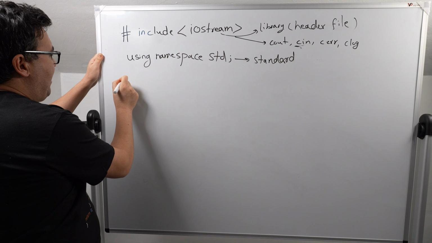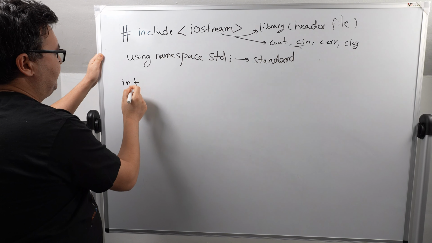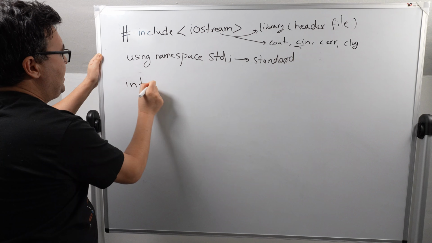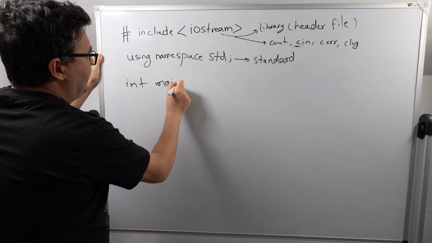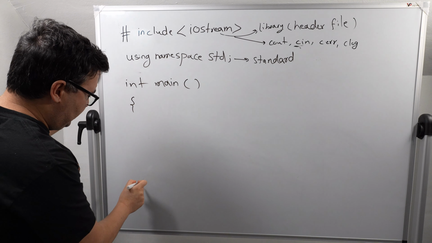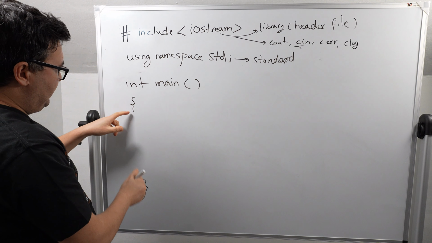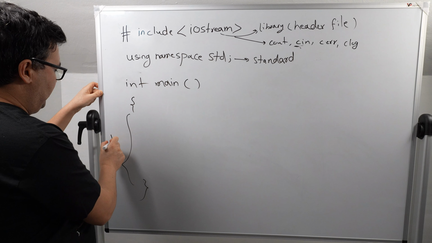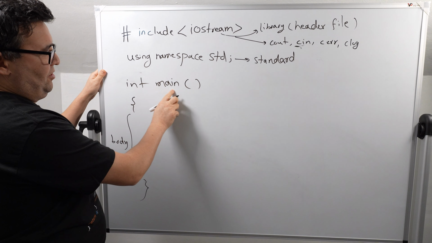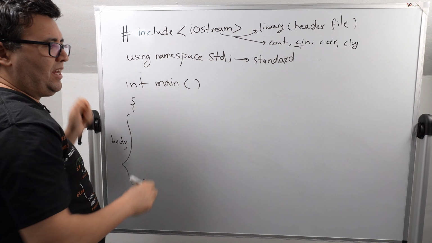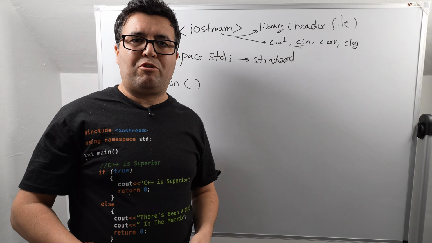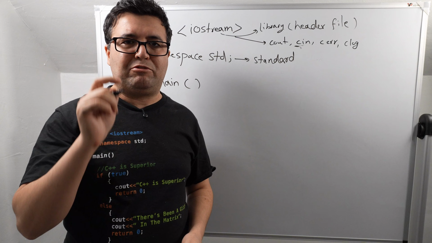Then we have the main method. We have the main method, int main, and we open the curly braces and close the curly braces. This is called the body of our method, or function body. This is the main function. The main function is the entry point of our program in C++, and every program in C++ should have at least one main function.